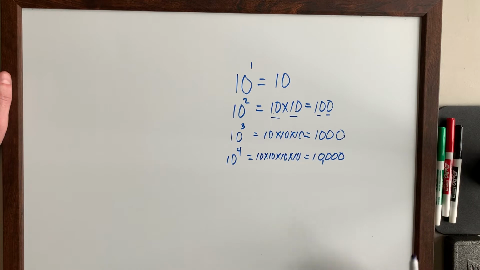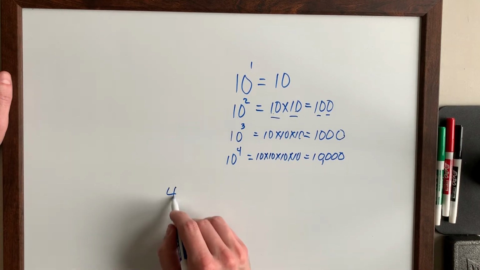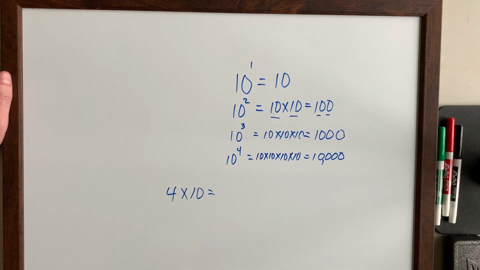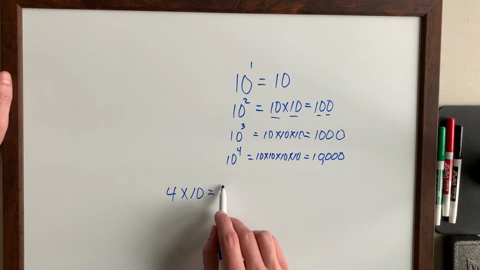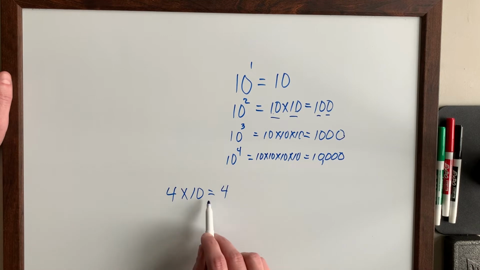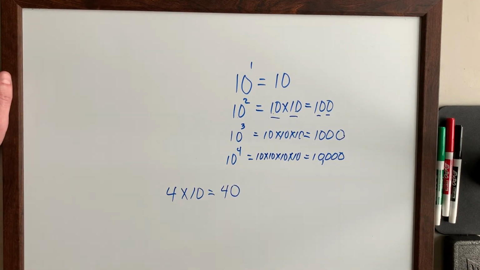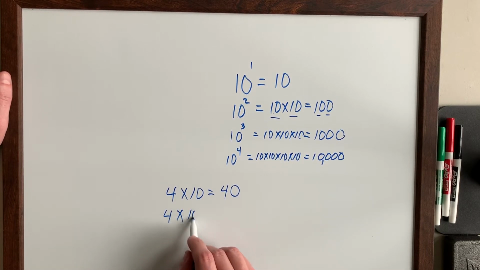How are we going to use this? Well, let's start with something small, like the number 4. 4 times 10 is the same as the number 4 and the same number of zeros that are on the 10. Okay, if you know your times tables, you can take a look at this and say, yeah, 4 times 10 is 40. But we can apply that to bigger powers of 10.